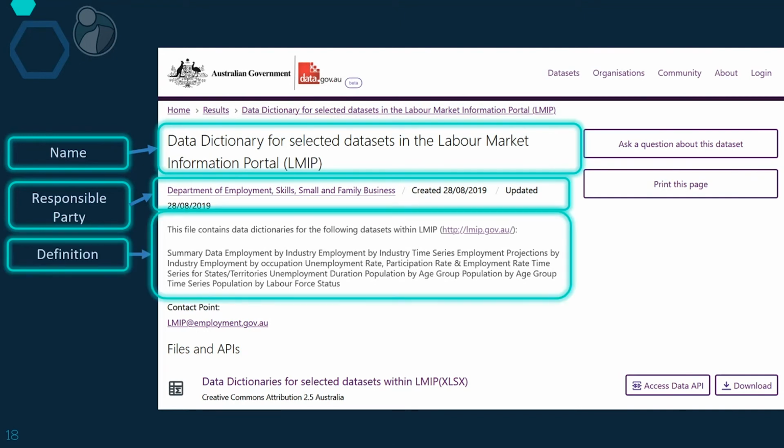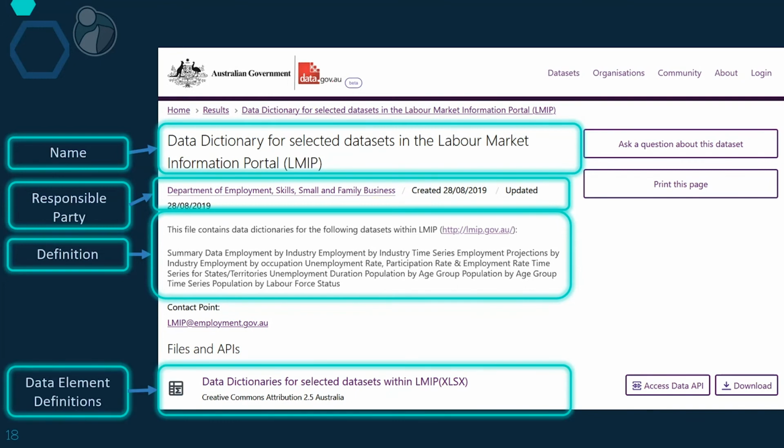There'll be a definition that describes in plain text what this means. This is really important for conceptual metadata that describes our individual columns. And then we'll have our data element definitions. This is especially common for whole data sets or for descriptive metadata, to record what all of the columns within a data set mean.